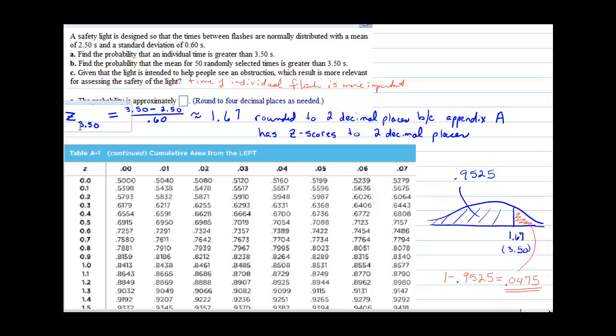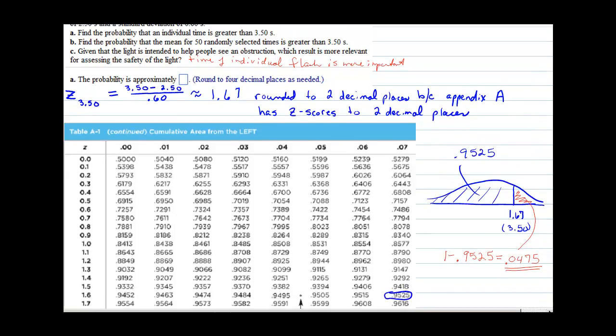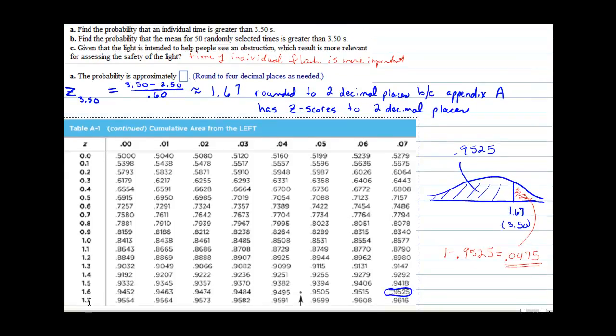So we use our z-score formula. The z-score for 3.5 would be (3.5 minus 2.5) divided by 0.6, which gives us approximately 1.67. I rounded it to 2 decimal places because Appendix A has z-scores to 2 decimal places. So I go to Appendix A, and I find 1.6 on the left and go over until I find 0.07, and that would be 1.67. And my area is 0.9525.